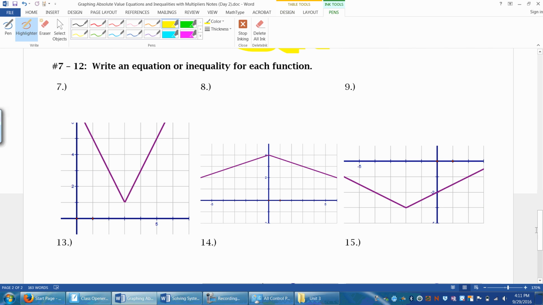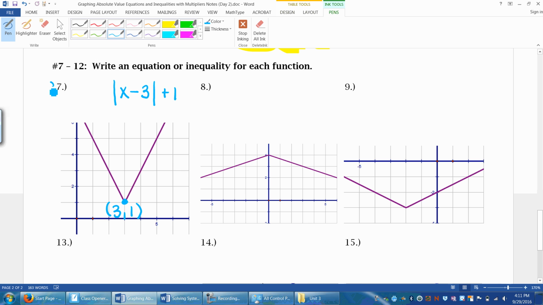Last part, you need to write the equation or inequality, just like yesterday. We're going to locate the vertex, which is at 3, 1. That means my graph moved to the right 3 spaces, up 1 space. So inside the absolute value, I have x - 3, that's right 3. And outside I have +1, that's up 1.